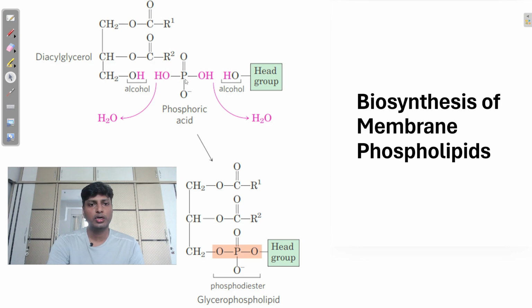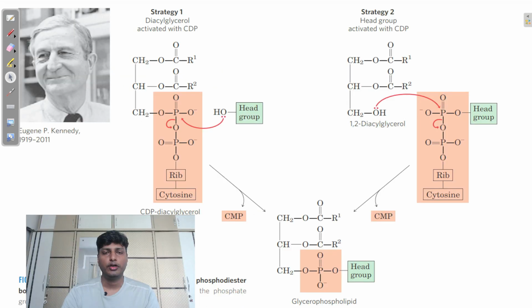So both the OH groups will get connected to the phosphoric acid, resulting in the formation of a bond which is nothing but a phosphodiester bond, and the net result is going to be the formation of a type of phospholipid, depending on which type of head group it has. So remember that phosphoric acid can help in connecting the OH group of the head group and the OH group of diacylglycerol. Now in this particular diagram, you will understand how exactly different types of phospholipids are formed.